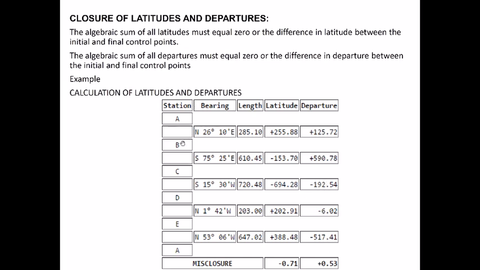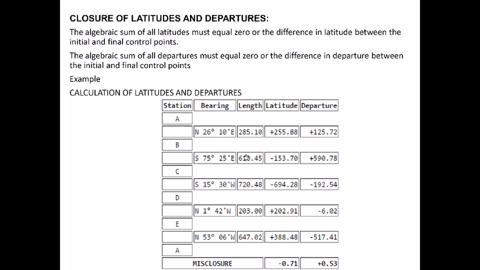For the line AB, we have the bearing given, it's northeast, and the length is given. Length multiplied by cos of this value will give you the latitude. Since it's north, it's positive. Similarly, the length multiplied by sine of this bearing will give you the departure, and since it's east, it is also positive.